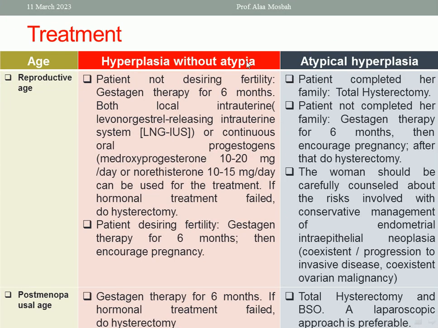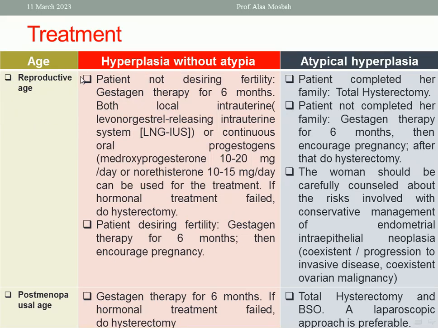So I summarize the treatment in this table. Here is the age, here hyperplasia without atypia, and here is atypical hyperplasia. And here is the age, maybe reproductive age or postmenopausal age. What are we going to do? Let us start with the reproductive age.